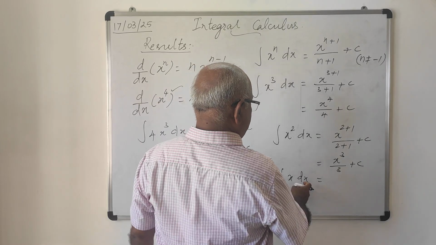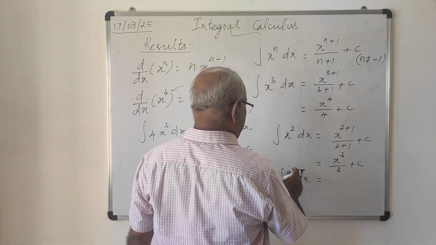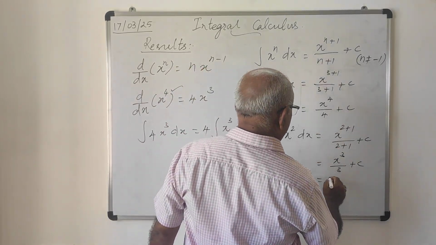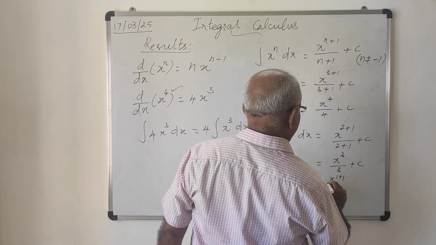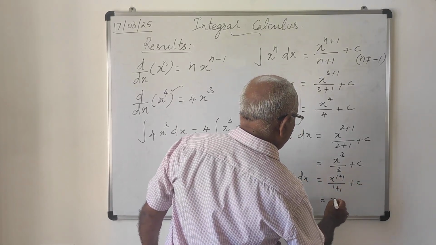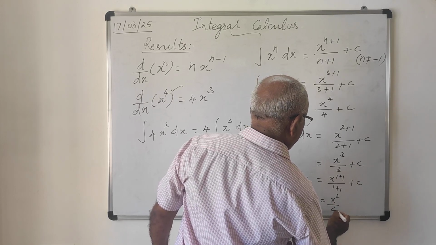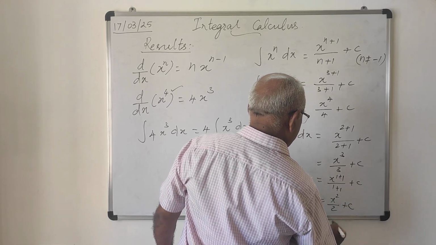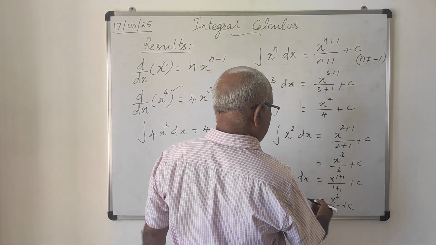So integral x dx, using the result, here your power is 1, so x power 1 plus 1 by 1 plus 1 plus c, that is equal to x square by 2 plus c. Integral x dx is x square by 2 plus c.